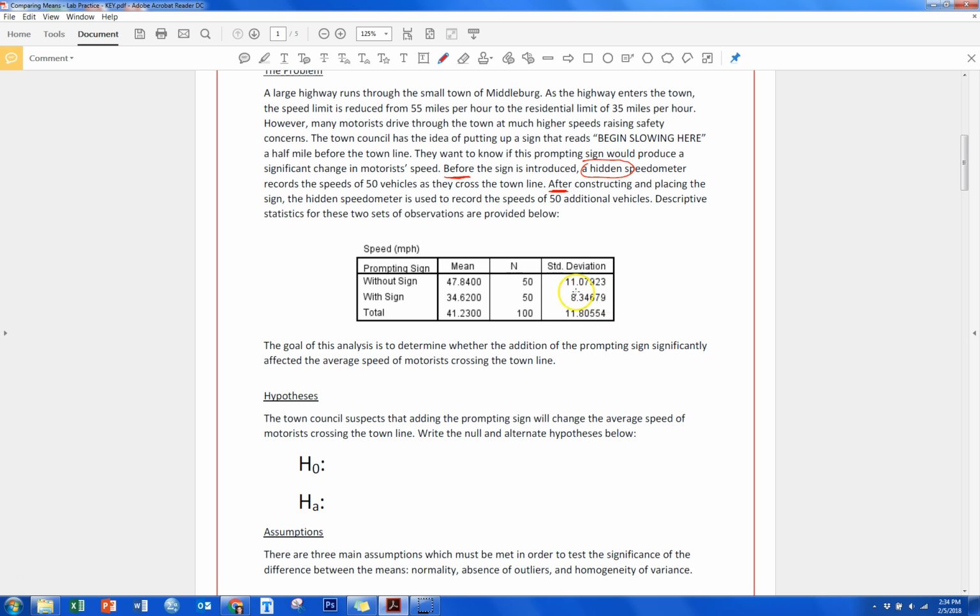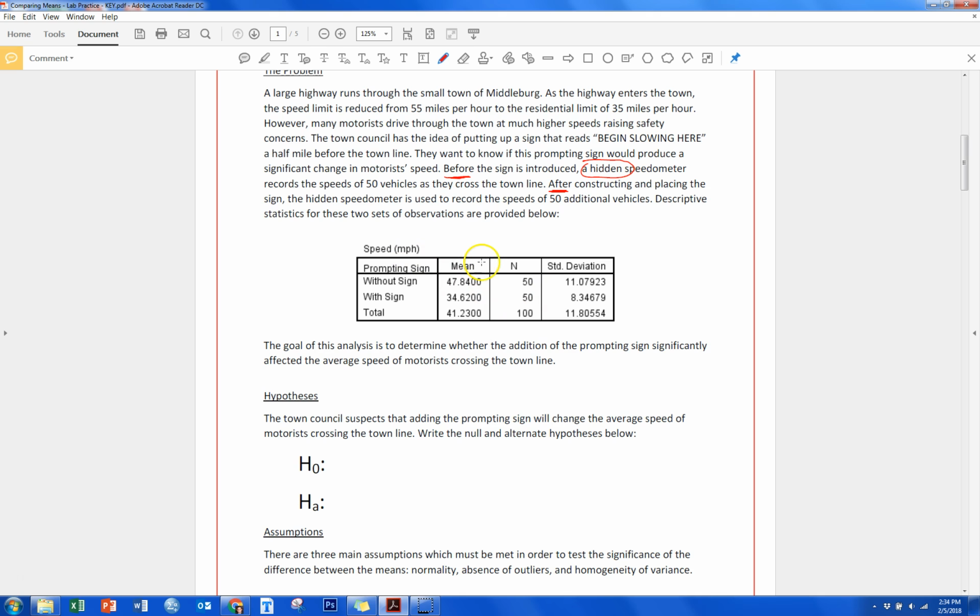So lower standard deviation means that the values are more compact, they are more consistent. So drivers are a little bit more consistent, more alike as they go through the town when the sign is up. Without the sign, there's more variability. Some are going faster, some are going slower. There's more spread. There's more uncertainty in how fast the drivers will be going through the town.